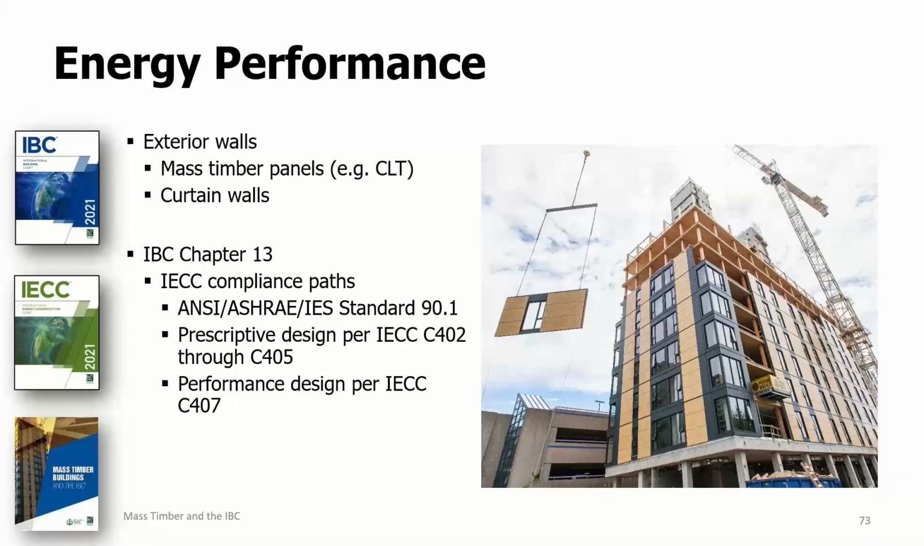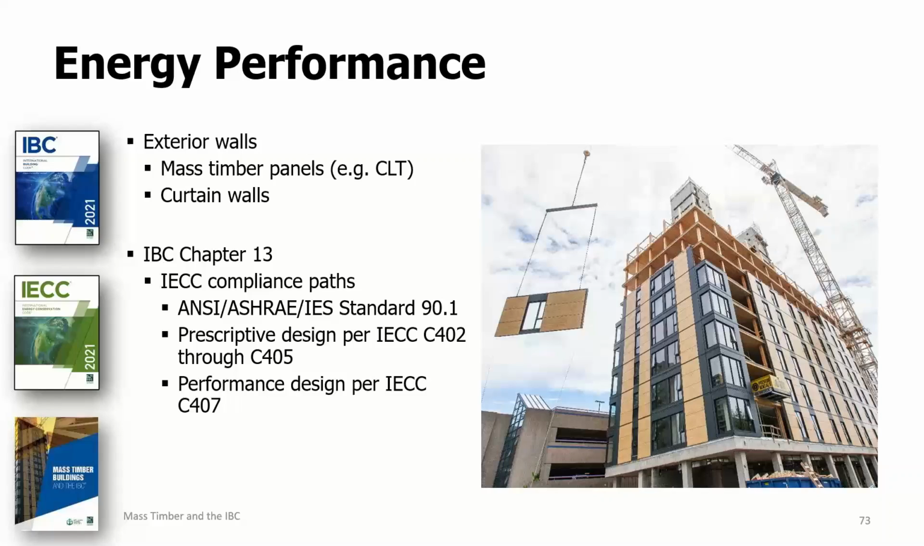But what does have an impact is the opaque envelope section. And the IBC Chapter 13 points to the IECC, International Energy Conservation Code, for its compliance. And you can either use ASHRAE Standard 90.1 or some prescriptive design methods, and there's several of those, or performance design. Now, usually for your mass timber, if you're doing opaque envelope, you're looking at the walls. And they're either going to be the mass timber panels or curtain walls. Curtain walls are also very, very common. And those are going to be the same type of curtain walls that you would have designed for any other type of building. So we're just going to talk mostly about the opaque walls.